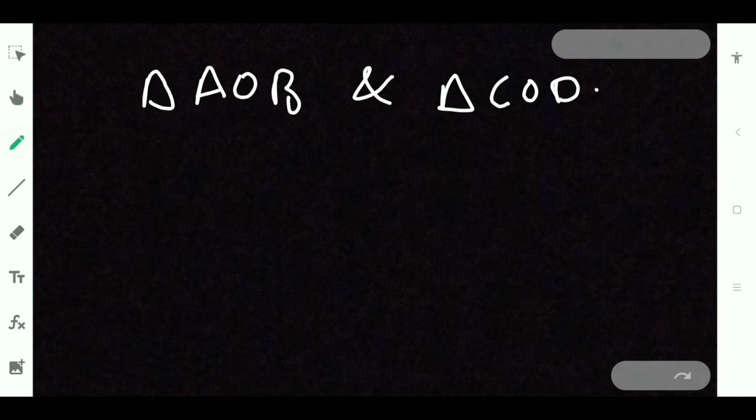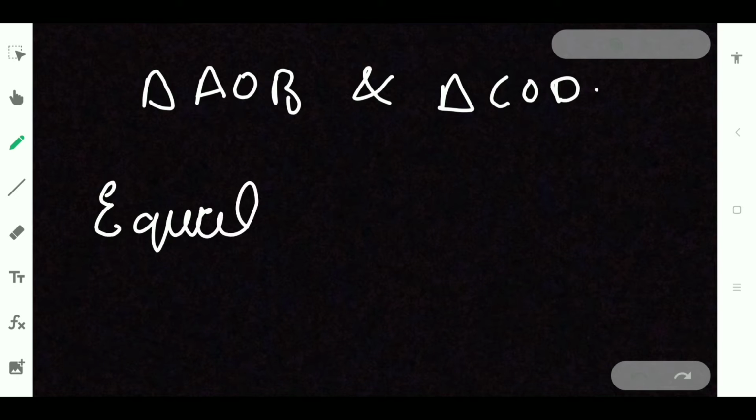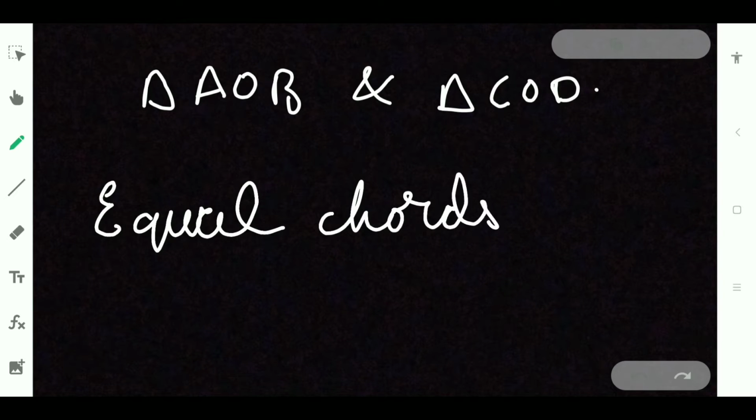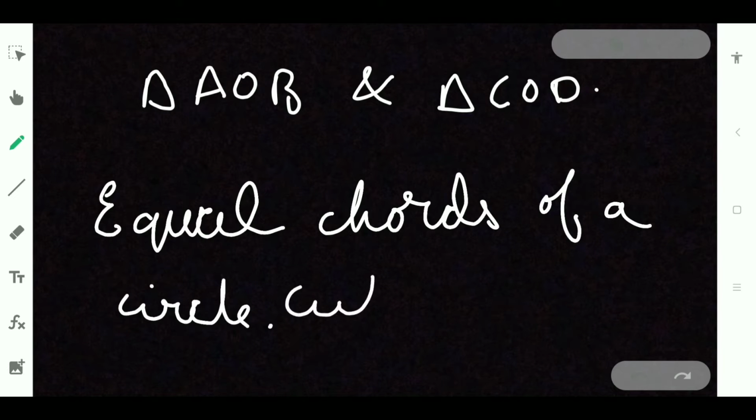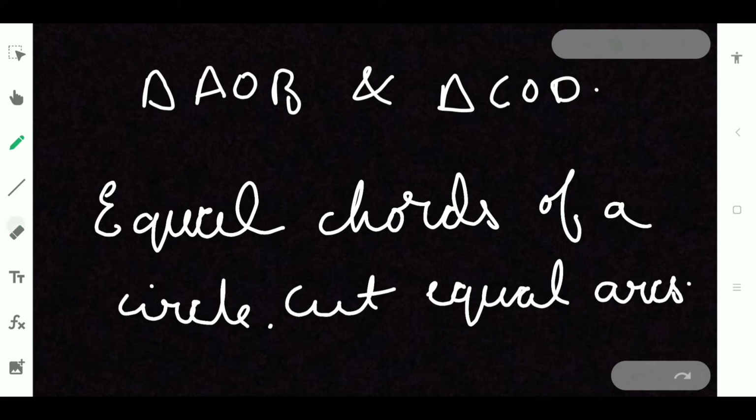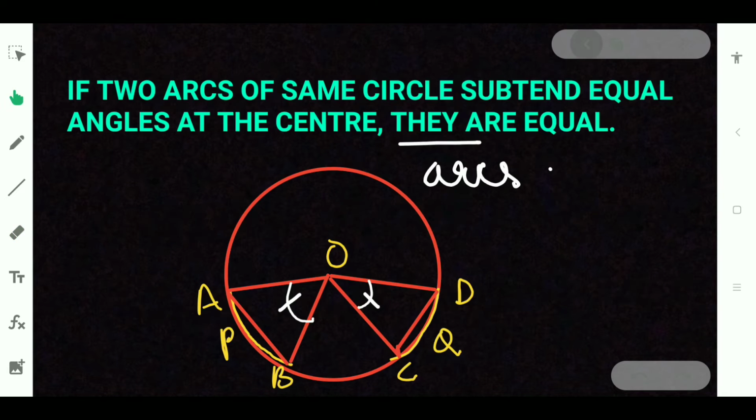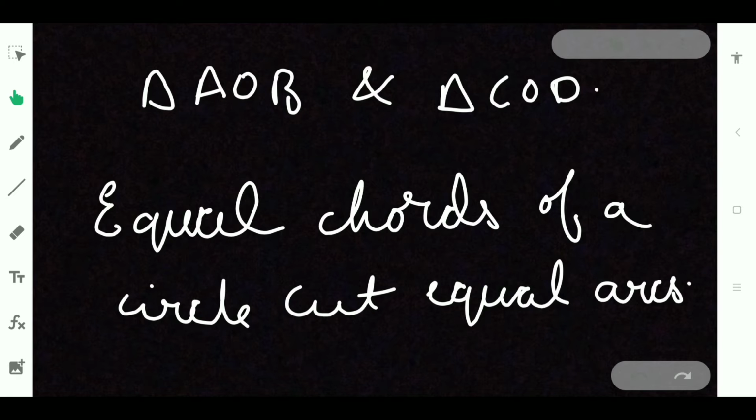And one important term is equal chords. Equal chords of a circle cut equal arcs. What does this sentence mean? If AB is equal to CD, then arc APB will be equal to arc CQD. It means if two chords are equal, then the arcs by which they are formed are also equal. That is what this sentence meant.